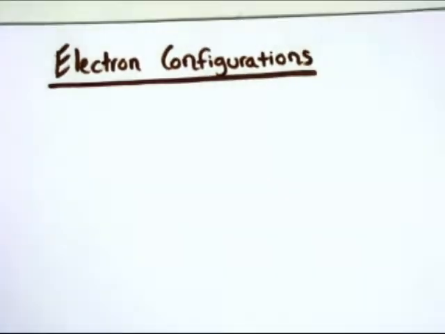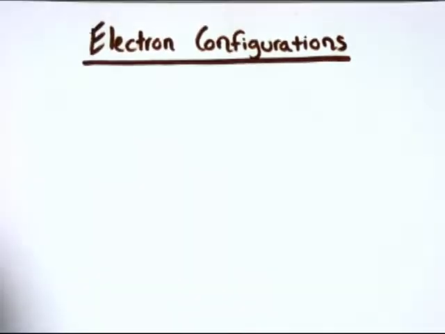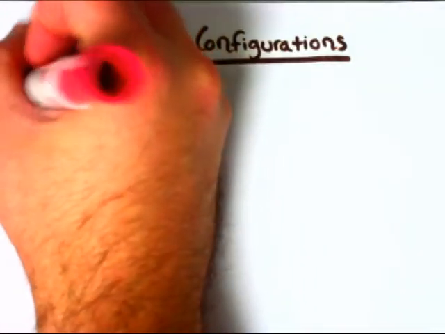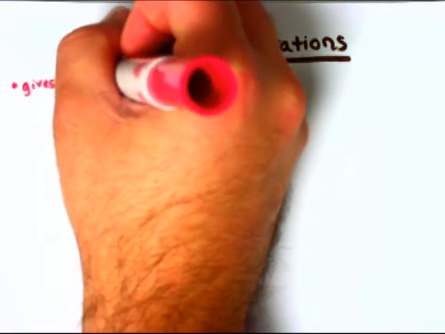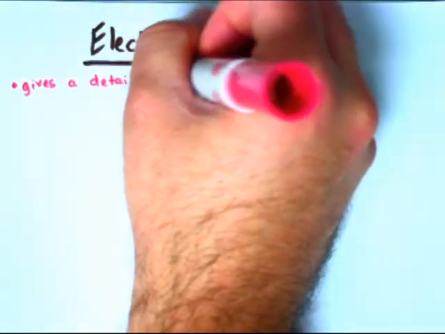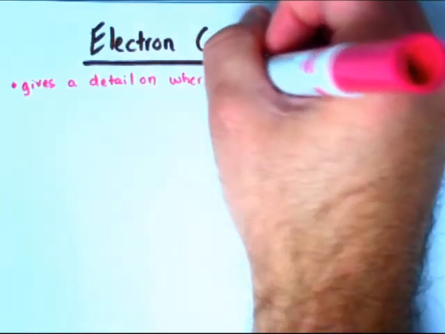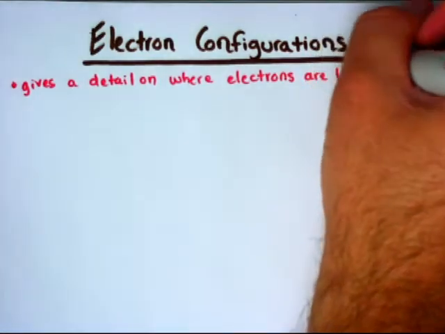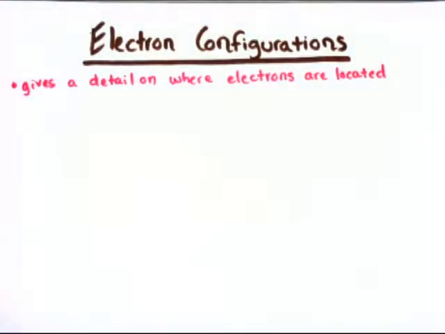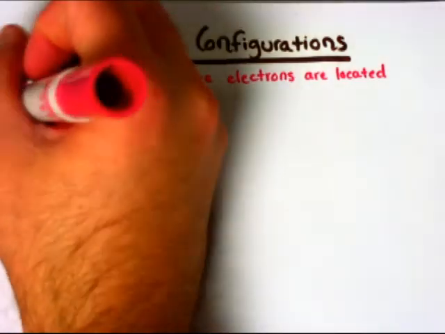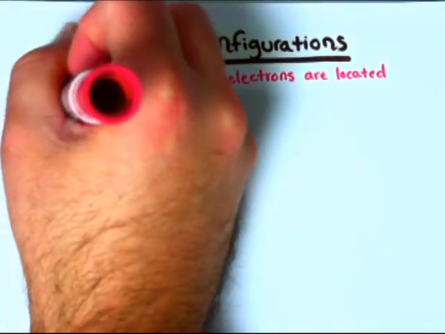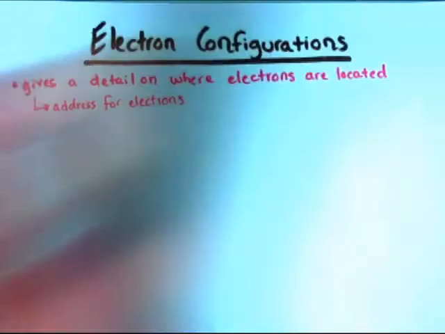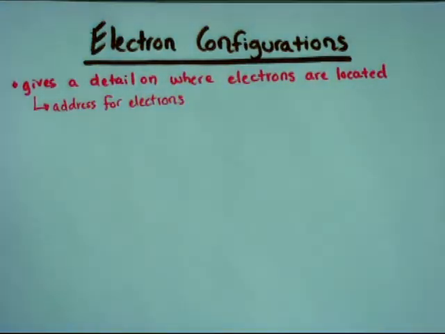And as a statement to help ourselves, I think we would all agree that electron configurations basically give a detail on where electrons are located. Where are your electrons at? Like the address, basically, for electrons. It seems perplexing and very complex, but it's actually quite simple.